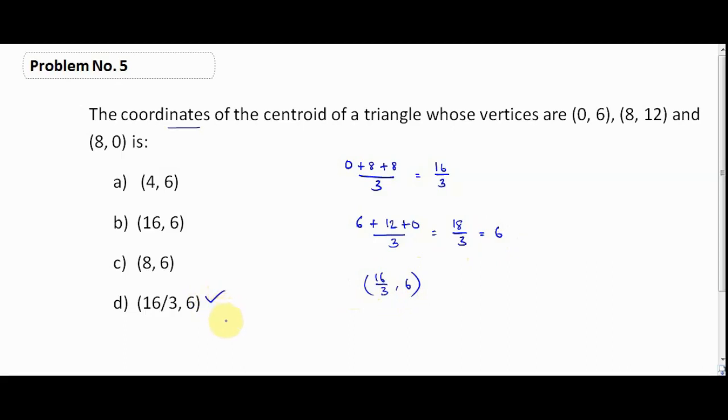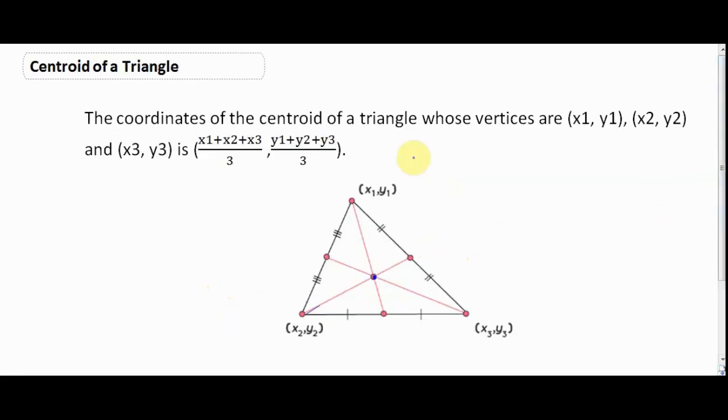So please remember this formula. It's very simple. If we know the coordinates of the three vertices of a triangle, then the coordinates of the centroid will be x1 plus x2 plus x3 divided by 3 comma y1 plus y2 plus y3 divided by 3, where (x1, y1), (x2, y2) and (x3, y3) are the coordinates of the three vertices.